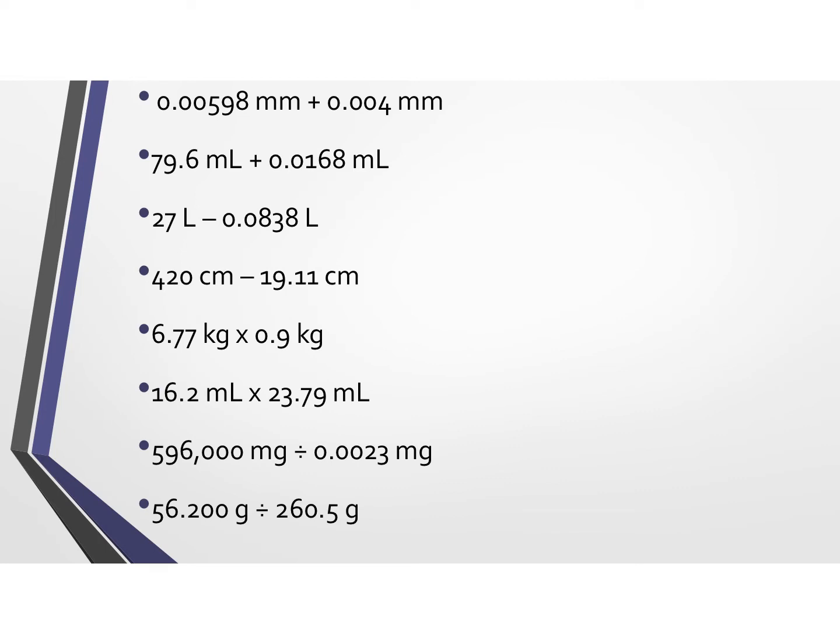All right, so we're going to practice. On this side, I have 2 addition, 2 subtraction, 2 multiplication, 2 division. So get those calculators out, and we'll pretty much just go through these together. The first one up there, go ahead and take 0.00598 plus 0.004 in your calculator. And then someone just tell me the answer. We'll round it together.